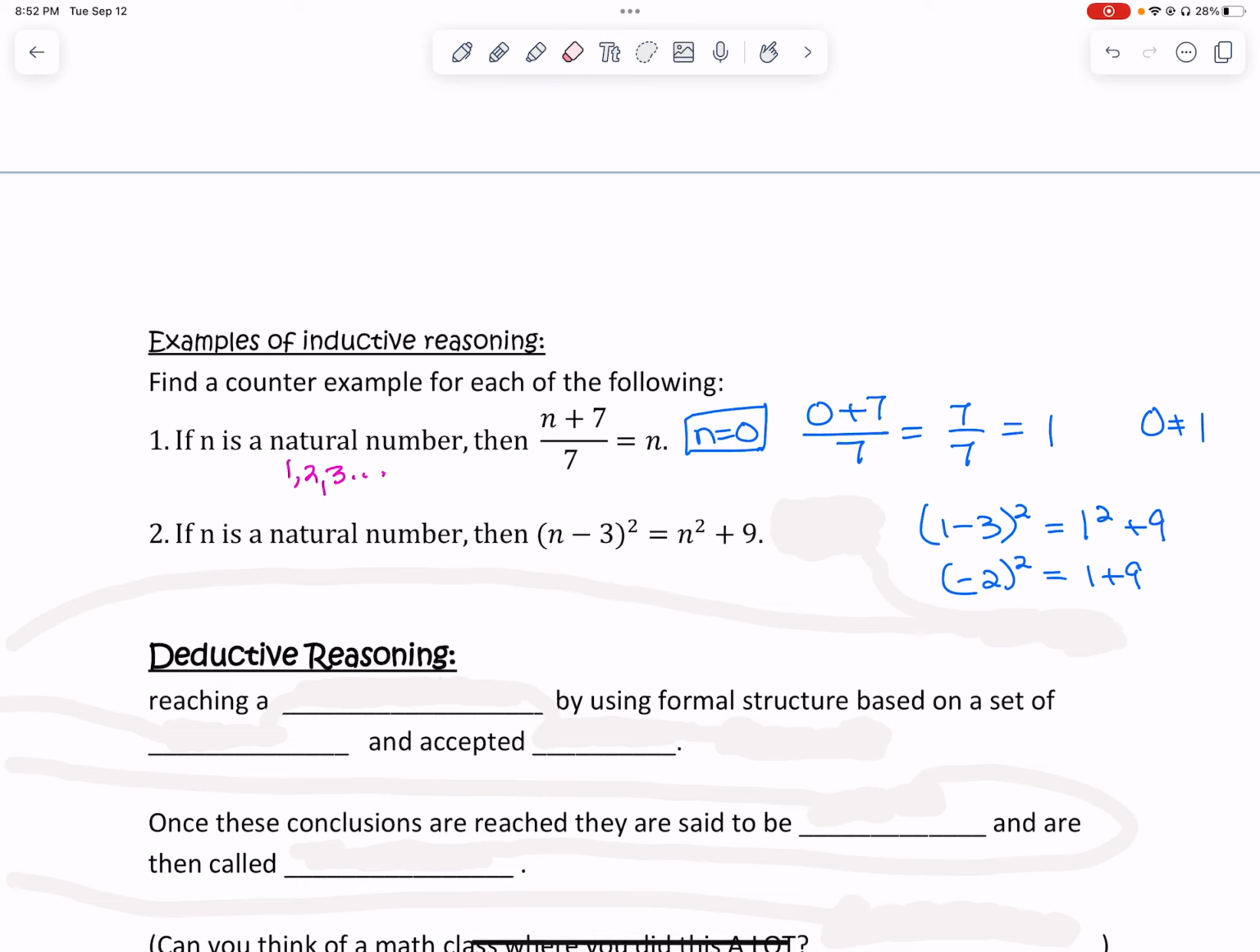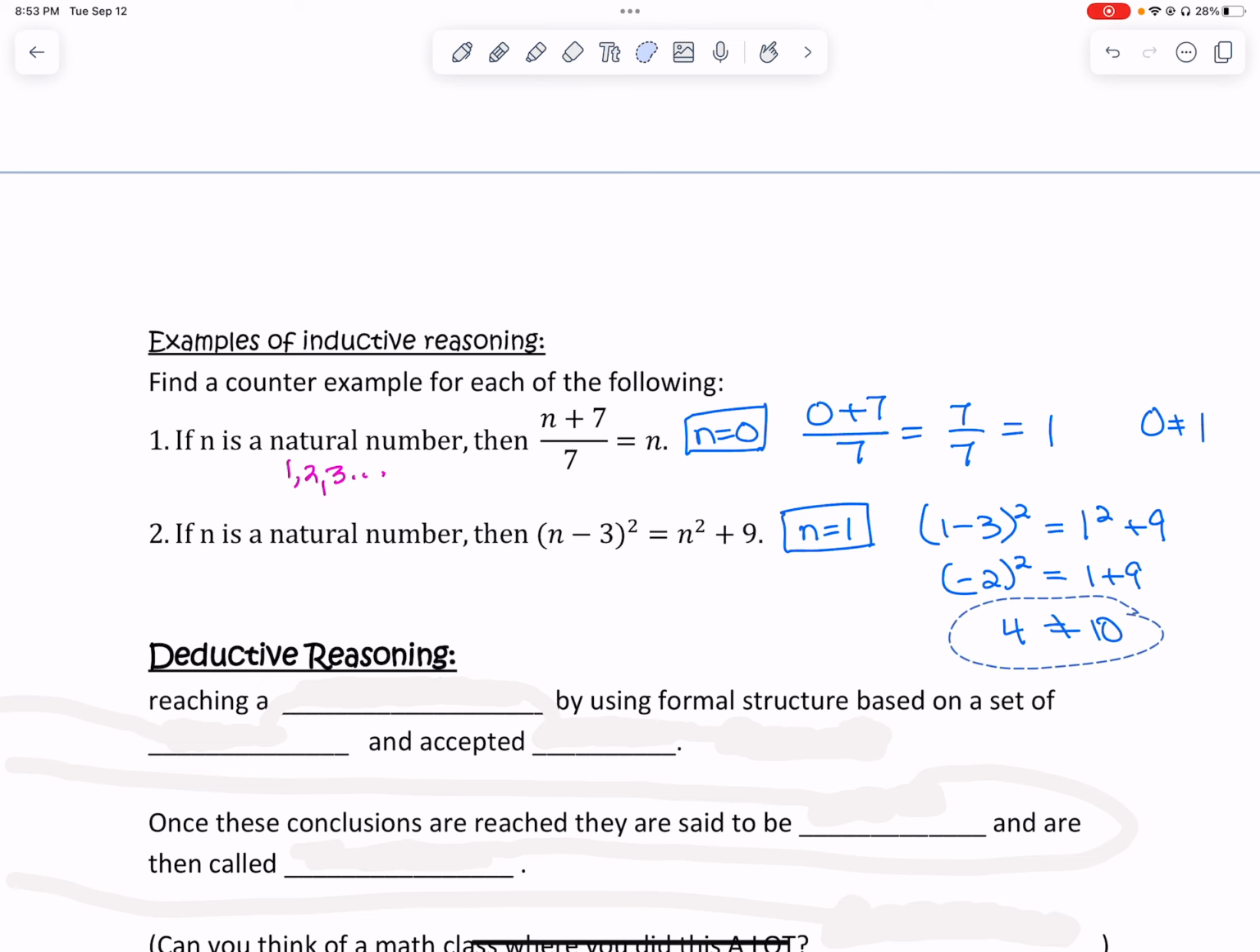But when I put 1 in, look what happens. I get negative 2 squared is equal to 1 plus 9. That's not true, right? That gives me 4 equals 10. Well, 4 doesn't equal 10. So that is my counterexample. On your test you'll be giving me counterexamples, so you would say the counterexample is where n equals 1, and this is what you get when n equals 1. 4 is not equal to 10.